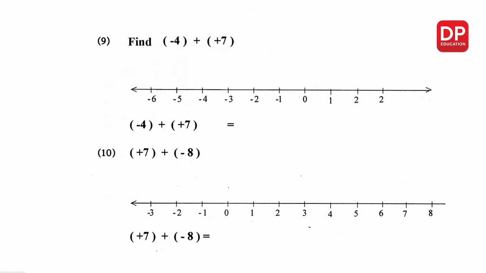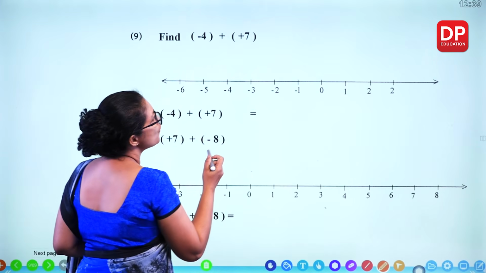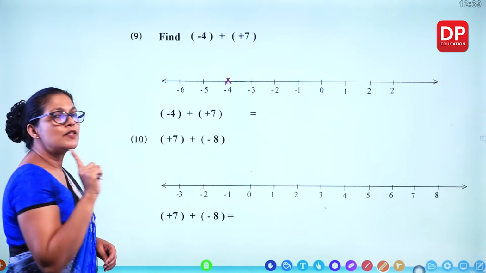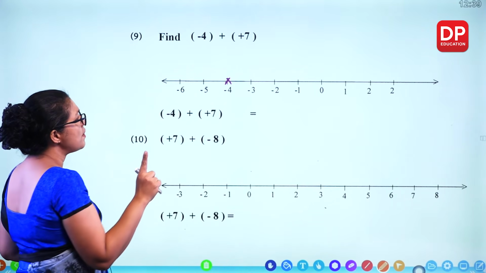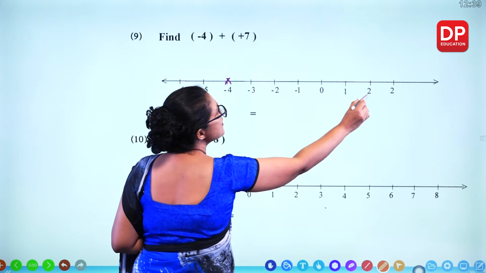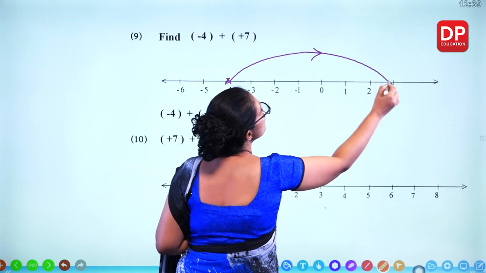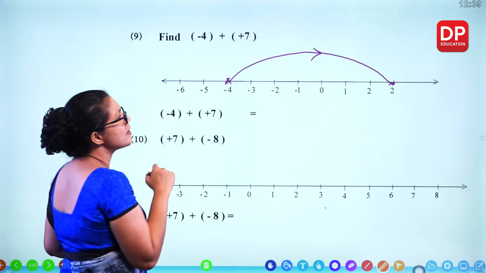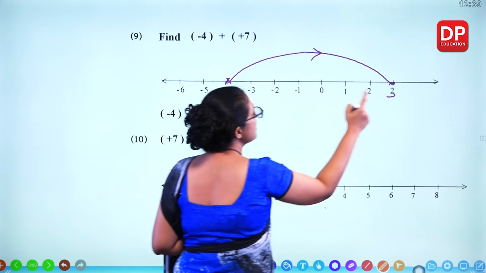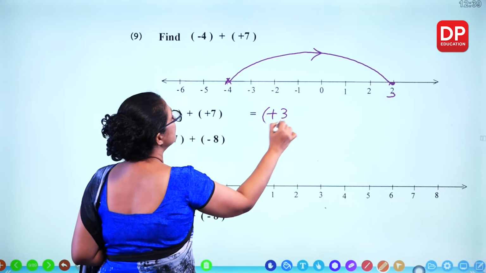Find -4 + 7. So, starting from -4, +7. That means moves to the right 7 places. 1, 2, 3, 4, 5, 6, 7. So, here to here. So, what's the final position? +3. Here 2, this is 3. So, +3 is the answer.